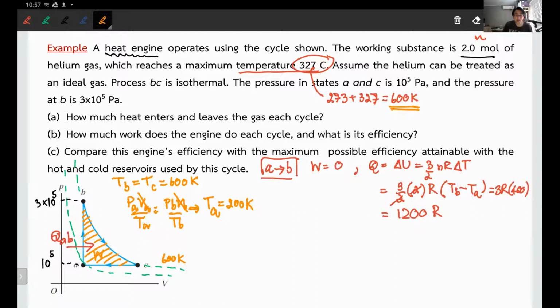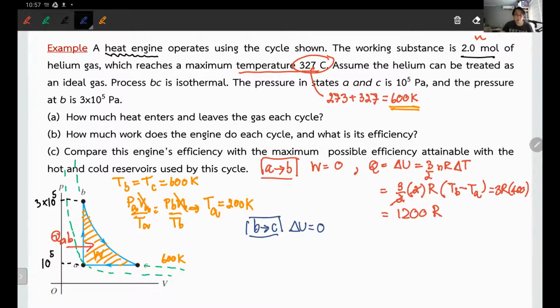So you're done with A to B, is it fine? Yeah, all right, try again. We just keep repeating this. You go from B to C. Try B to C. What kind of process is this? It's an isothermal process. Nice.